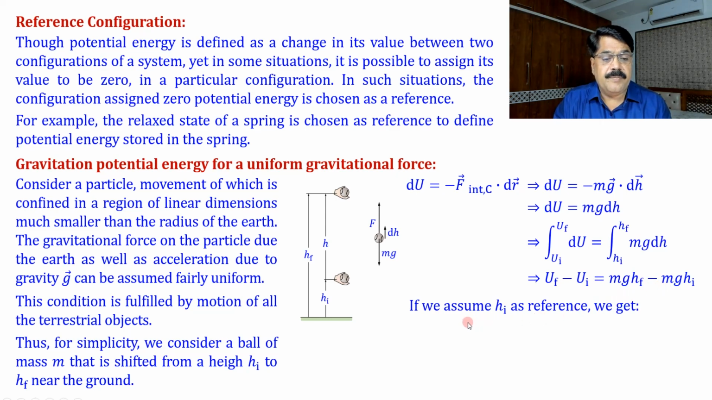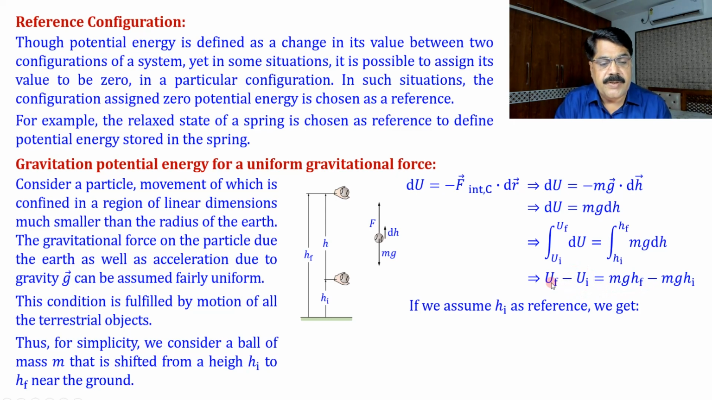Here again we have the liberty to assign a reference, and usually this reference is ground, though I'm not saying that this reference should be the ground. Say we are choosing hi as the reference. So if we assume hi to be the reference, the potential energy here, Ui, will be 0, and this is mg times hf minus hi, that is mgh. So we assume its value to be 0.